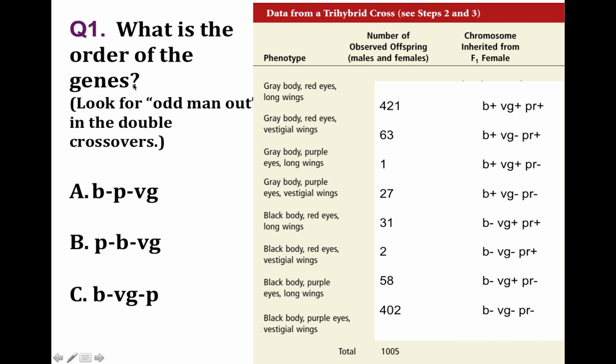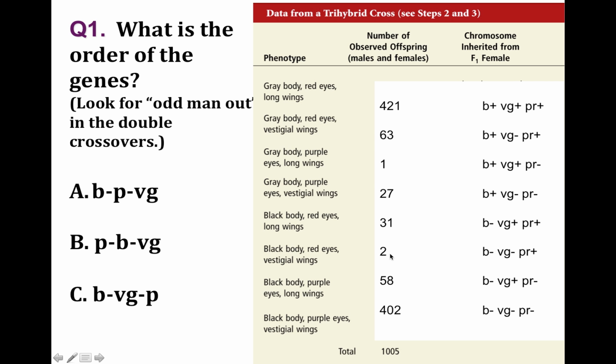Question number 1. What is the order of the genes? We need to look for the odd man out in the double crossovers. So remember, our unrecombined parental combinations of alleles are either all wild type or all recessive. The lowest number of combinations are the 2 double crossovers here, only 1 of this fly and 2 of this fly. So here we have 2 recessive alleles for body color and vestigial wings, but a wild type allele for eye color. So here's the odd man out. Here, it's the purple eyes.